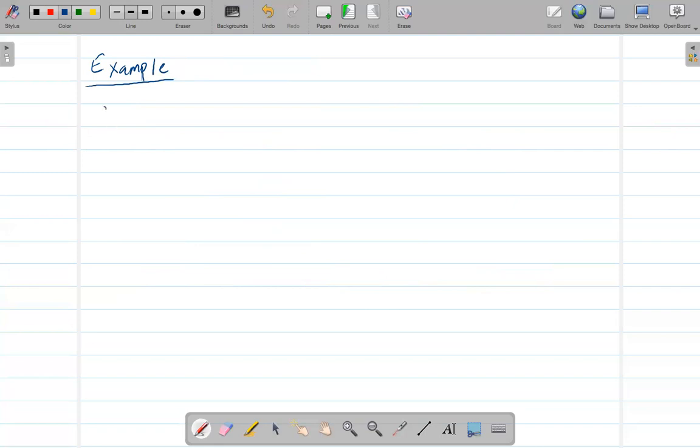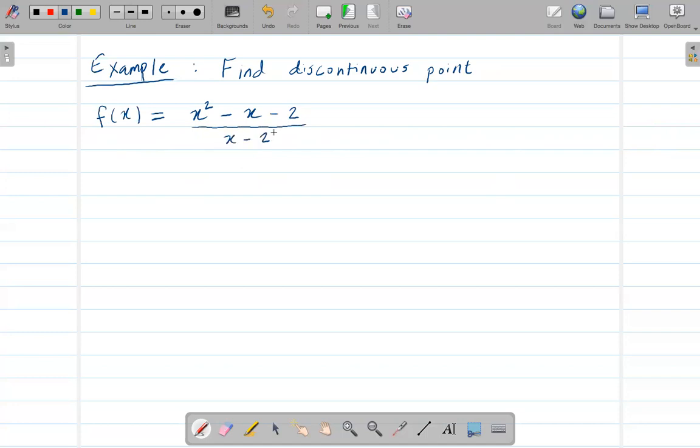All right, now let's do an example to explain this. The example we have here is, let's say f of x is given, and we need to find the discontinuous point. Let's say f of x is x squared minus x minus 2 over x minus 2. So this is given, and we need to find at what point this function is discontinuous.